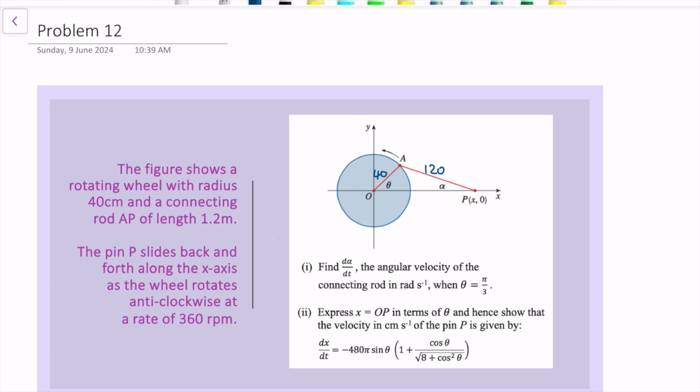If A moves anti-clockwise and it's further away, then P is going to be pulled in towards the origin, and vice versa. As A gets closer to its starting position, then the rod will extend past where it is currently. It will go out that way.